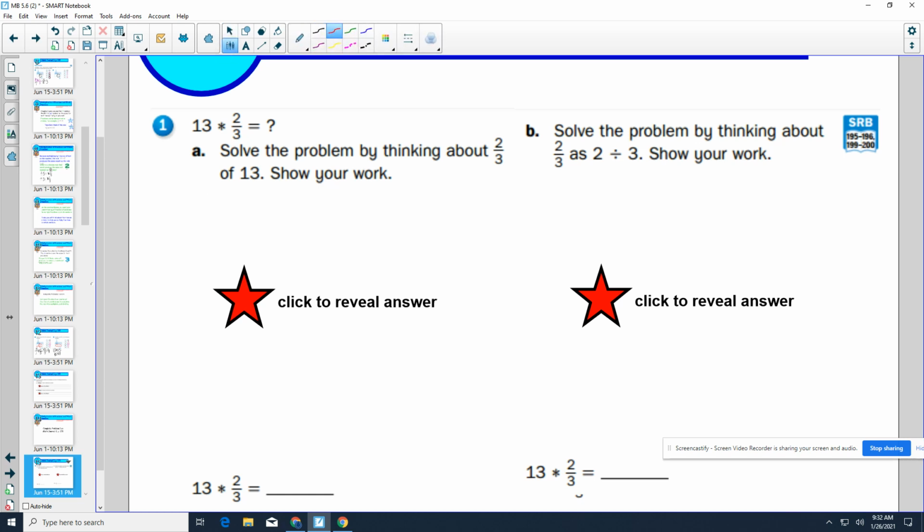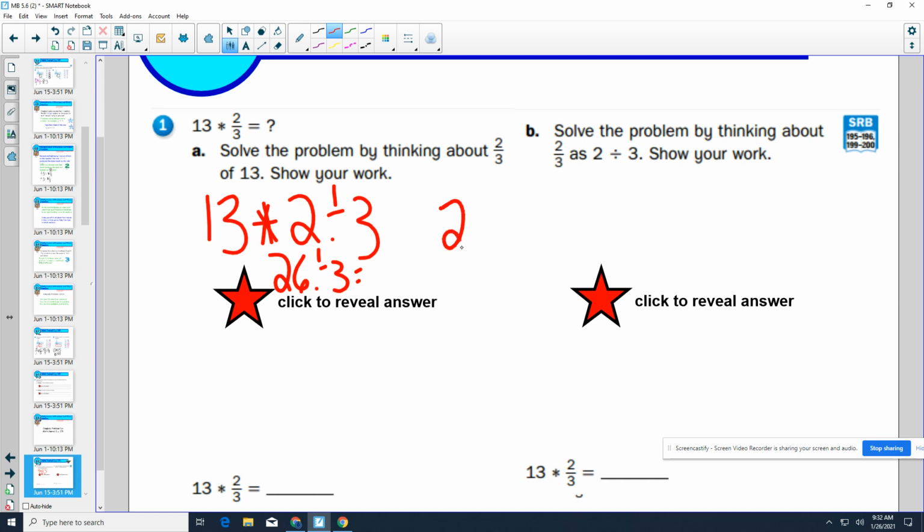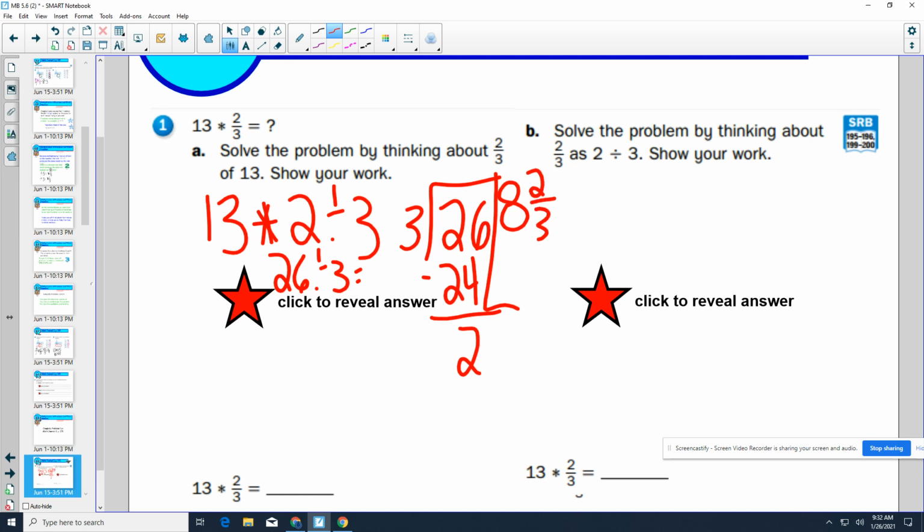I could write it out as 13 multiplied by the numerator 2 divided by 3. So if I do that, I get 26 divided by 3. And I've got to do some division over here and then write my remainder as a fraction if I have one. And let's see, I know 3 times 8 is 24. So I subtract and I get 2 left over. Now I can't do anything else, so I get 8 and 2/3.